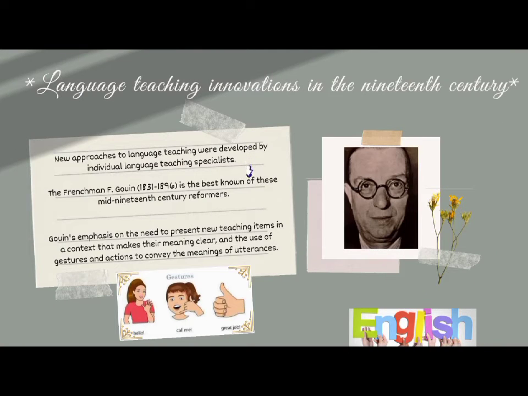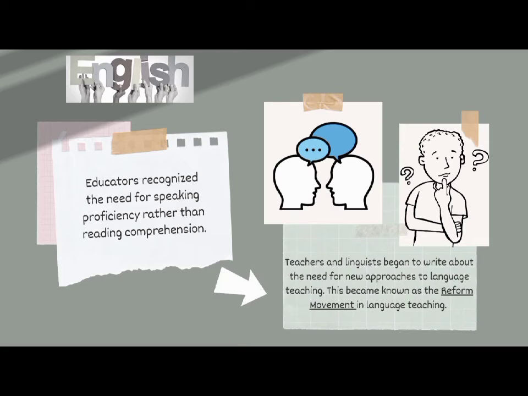New approaches to language teaching were developed by individual language teaching specialists. The Frenchman F. Gouin is the best known of these mid-19th century reformers. Gouin emphasized the need to present new teaching items in a context that makes their meaning clear, and the use of gestures and actions to convey the meanings of utterances. Educators recognized the need for speaking proficiency rather than reading comprehension. Teachers and linguists began to write about the need for new approaches to language teaching. This became known as the Reform movement in language teaching.